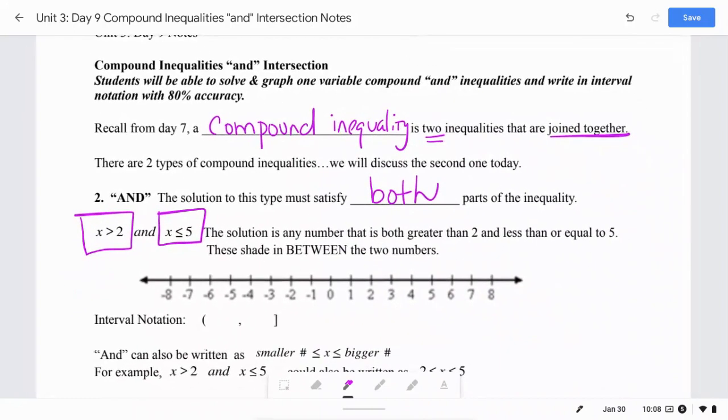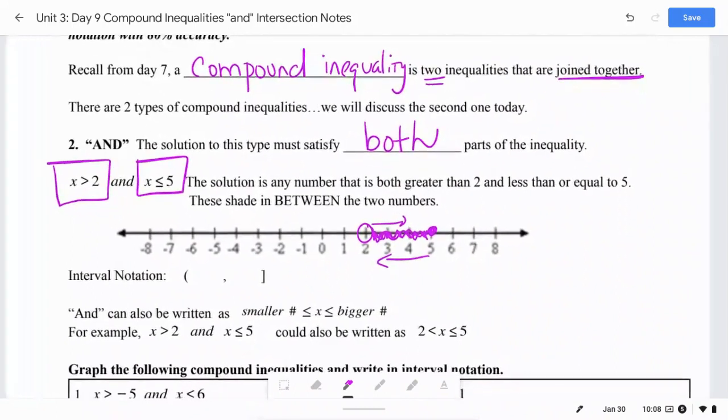So to graph this, we're going to have an open circle on positive 2 and then a closed circle on positive 5, and it has to be greater than 2, which would be to the right, but less than 5, which would be to the left. So basically, the only thing that would work are the numbers that are in between those two numbers. So you're only going to shade in between your two numbers on the number line.